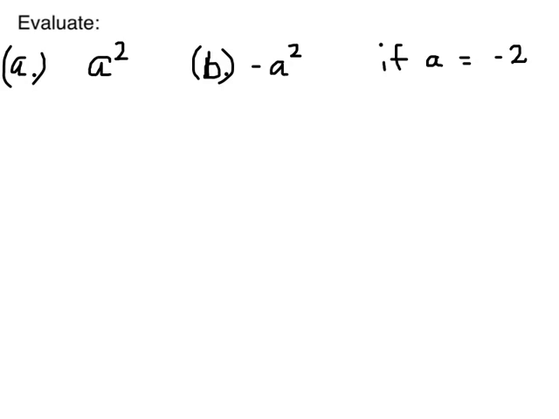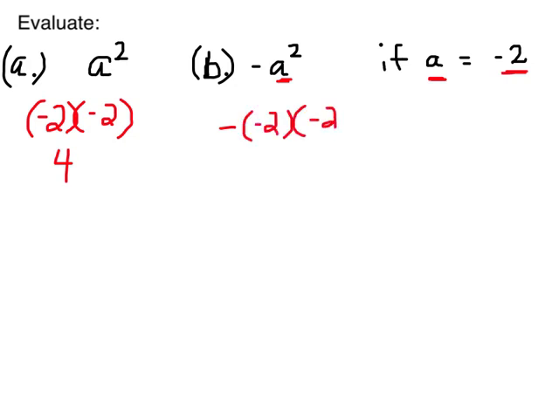Now, let's try to evaluate in both of these if we have an actual value for A. A squared. A is negative 2. Then we're going to say negative 2 times negative 2, which would be positive 4. Here, we've got the negative sign. We're going to put that there. But A is negative 2. So I'm going to put negative 2 times negative 2, which is 4. But then this negative is going to come back and make our answer negative 4. And it is going to be very important also that if you have especially a negative number that is going to be the value of a variable, that you put that in parentheses every time before you do your multiplication.